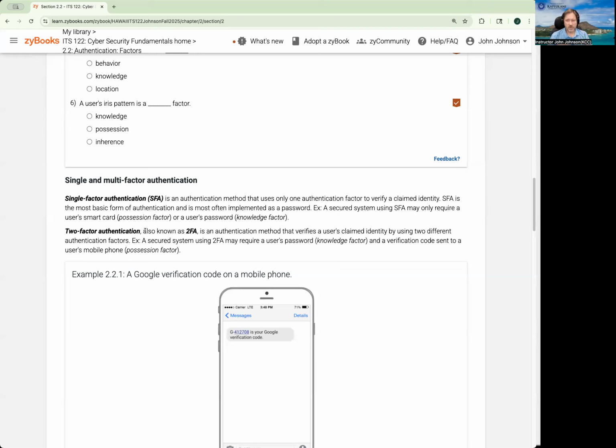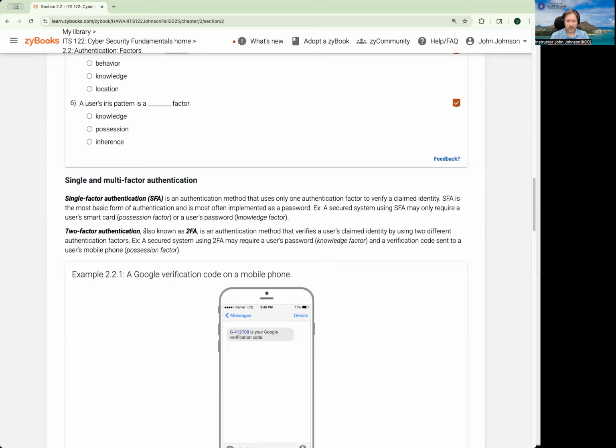That's what most of us do, username and password, that kind of thing. Single factor authentication is an authentication method that uses only one authentication factor to verify a claimed identity. So SFA is the most basic form of authentication and is most often implemented as a password, as I mentioned. If they ask for a password and a PIN, both of these are things that you know. These are knowledge-based, KBAs. Unfortunately, that's only really one factor, even though you're remembering a PIN and a password. So it's not that secure.